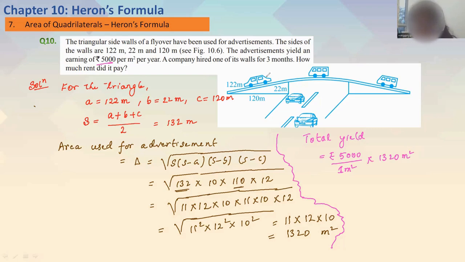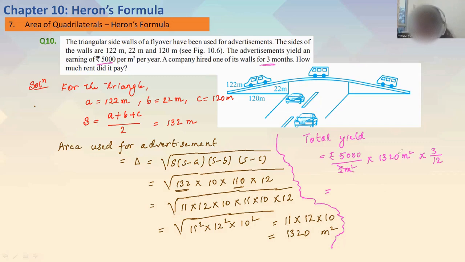Furthermore, it is just for 3 months, right? The advertisement is to be done for 3 months. So this is for a full year. It has to be 3/12 here. Do you understand it? Yes, sir. Fantastic.